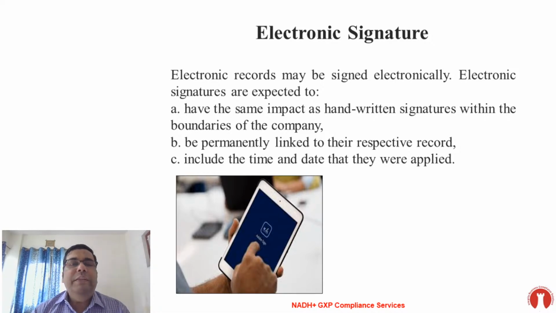Next is electronic signature. Electronic records must be signed electronically, and they are expected to have the same impact as handwritten signatures, be permanent, linked to their respective record, and include the date and time that they are applied. This is the requirement of electronic signature by EU GMP.